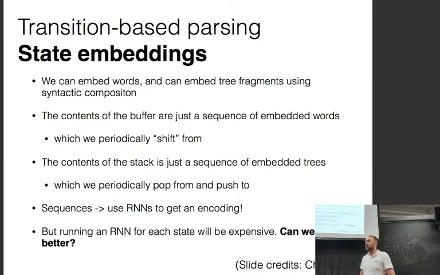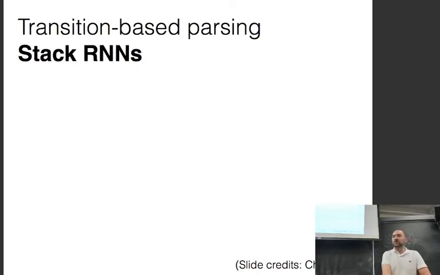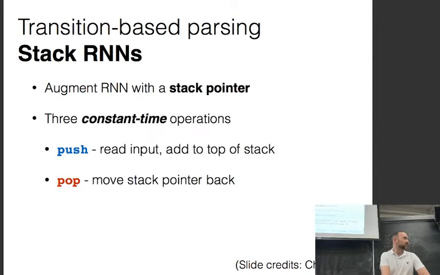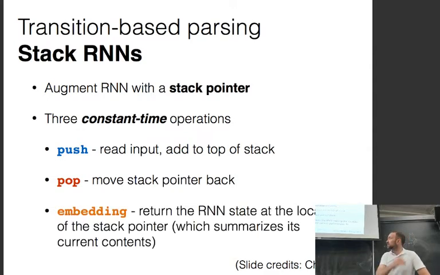But what we don't want to be doing is run the RNN over and over and over again. Because if we run the RNN over and over again for every parse configuration, this would be a huge waste of time, right? So there's a kind of neat trick about implementing this efficiently. It's called the stack RNN. So basically, it's an RNN with a stack pointer. So like a stack, you can push to it or pop from it. And it has three constant time operations: push, pop, or embed, which returns the RNN state at the location of the stack pointer, which summarizes its current contents.